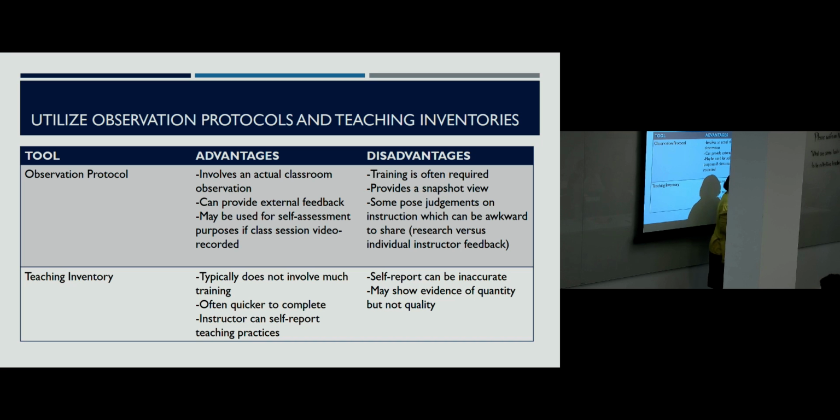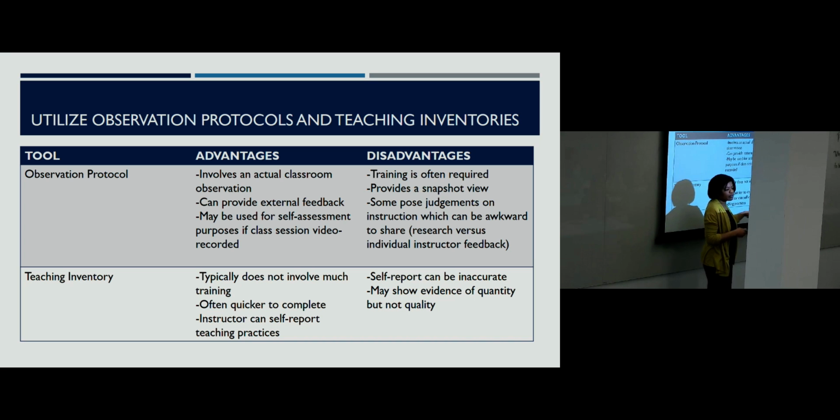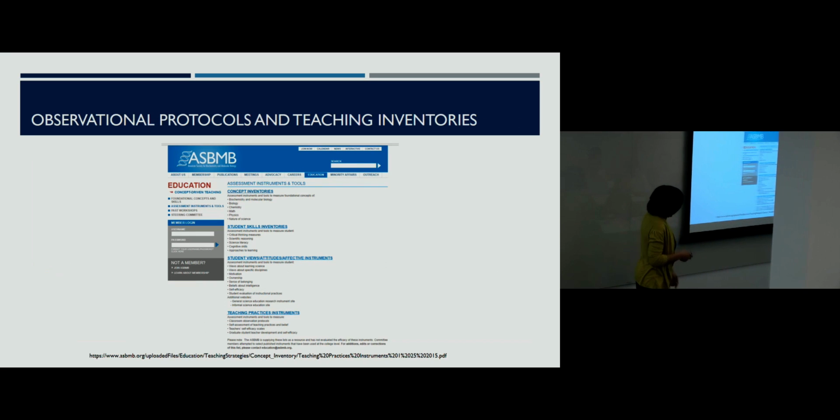And some of them may show evidence of quantity, like what percentage of the time am I lecturing in class, or, better said, what percentage of the time is group work in class, if I'm going to be more student-centered. But it might not tell me how well the students are working in groups, just that they are working in groups. So there are advantages and disadvantages to both.